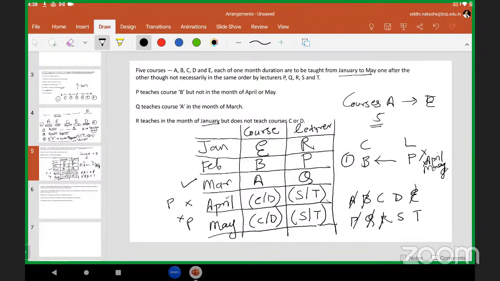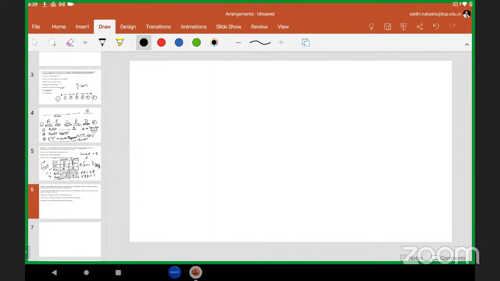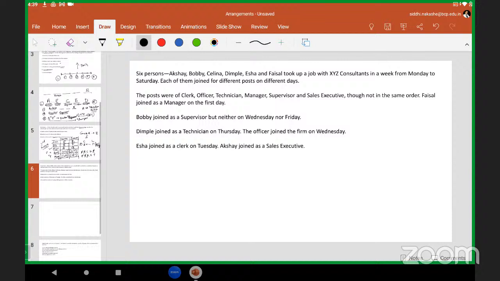So this is our second puzzle with respect to the terms. So P teaches, so we'll look at the conditions again. P teaches course B, but not in the month of April or May. Okay, satisfied. Q teaches A in the month of March, satisfied. R teaches in the month of January, but not C or D. So for April, we'll have different probabilities. Okay, so moving forward, the next puzzle.